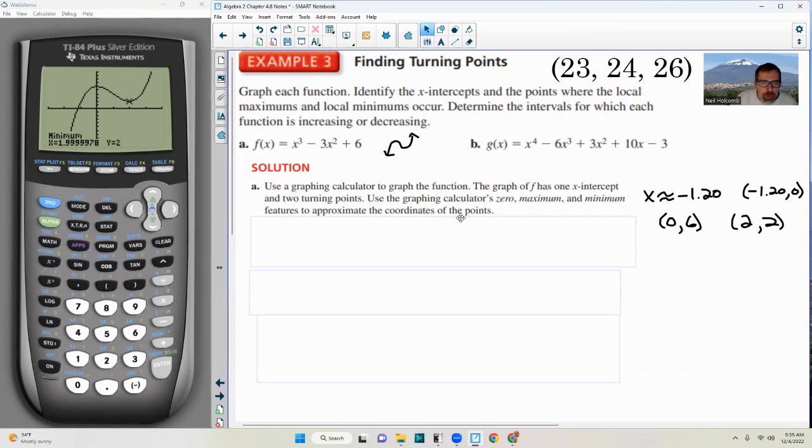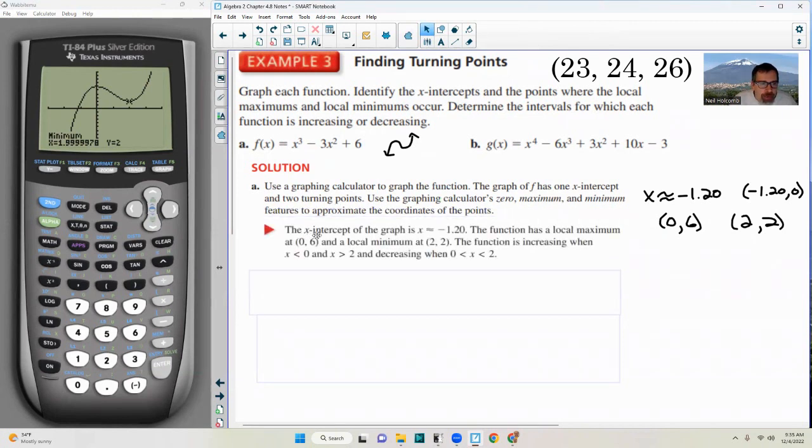Okay, so with that being said, the x-intercept of the graph is approximately negative 1.2. The function has a local maximum at 0, 6 and a local minimum at 2, 2. So I should say that local max, local min. Okay, now we have to talk about where the function's increasing. So it is increasing from negative infinity to 0. And that's what this means. Where x is less than 0, the function's increasing. X is less than 0 is over here.